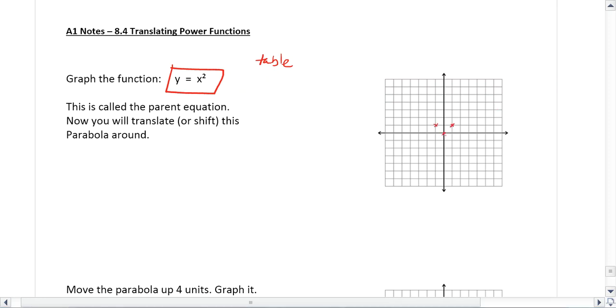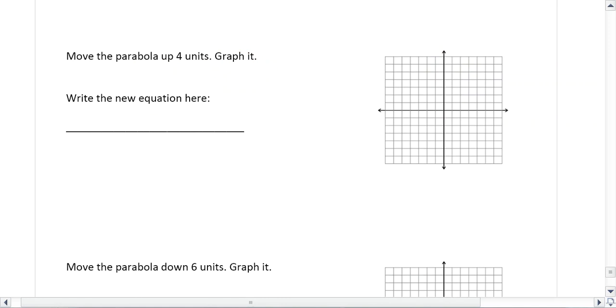So I'm plotting (0, 0), (1, 1), (negative 1, positive 1), and then (2, 4), and then (negative 2, 4), and then connect these. And this should be showing up on your calc screen. So this is the one we're starting with. So that's why we call it the parent equation. Now we're going to take this parabola and do some shifting around with it.